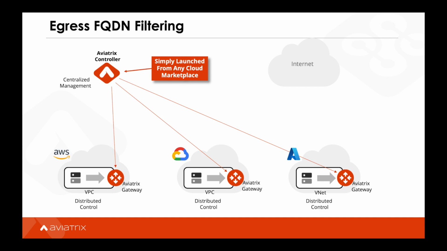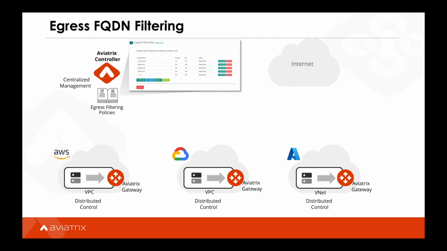Egress FQDN filtering takes advantage of the centralized control, management, and automation plane. As with all other features, you can create these policies from the UI as well as from Terraform, and they can be applied to Aviatrix gateways in a centralized manner or in a distributed manner. In the centralized model, your egress gateways are in the transit layer, where your transit VPCs, VNets, or VCNs are. In the distributed model, your egress gateways are in the application layer, where your spoke VPCs, VNets, or VCNs are.